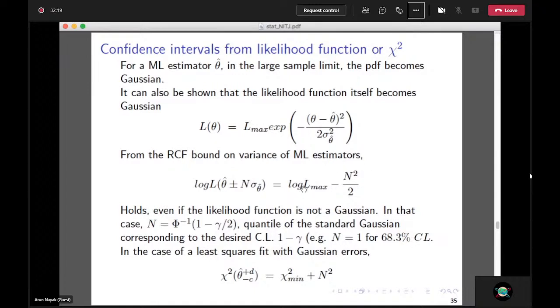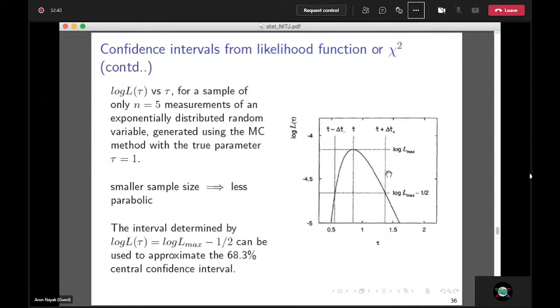So this relation: if theta varies by plus minus n standard deviations, then the log likelihood function decreases by n square by 2. For one standard deviation it will be 1 by 2, so log L max decreases by 1 by 2. You can see this here in an example for an exponential distribution with 5 measurements.